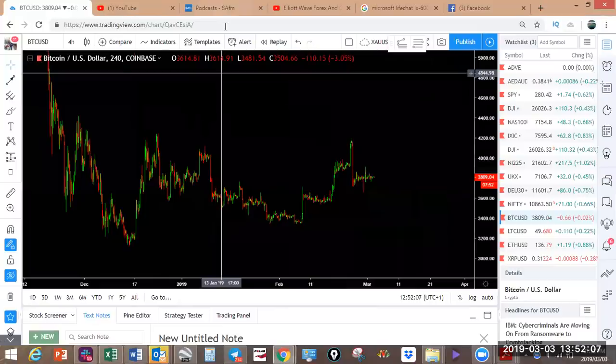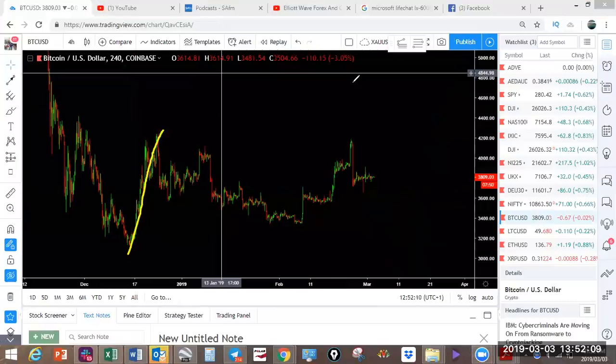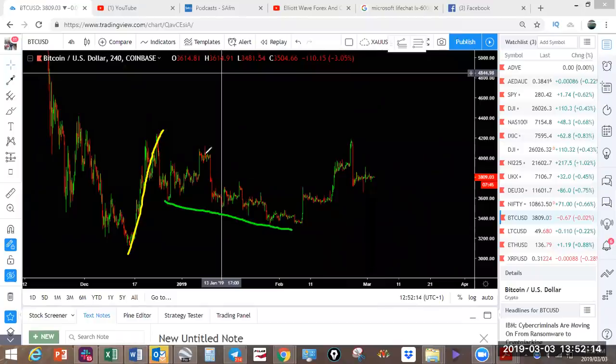So this is the move here. You had this corrective structure here. This was your corrective structure. We're going to mark it in green. And now we expected that this move was going to be the yellow degree. But is it the yellow degree? It may not be the yellow degree.